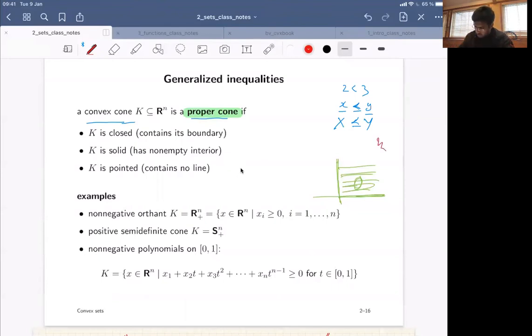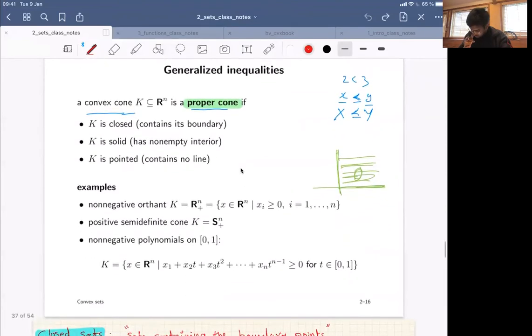Yes. So we finished the topic convex sets. Now we will start with the functions, convex functions. Before that, I just want to leave some comments.